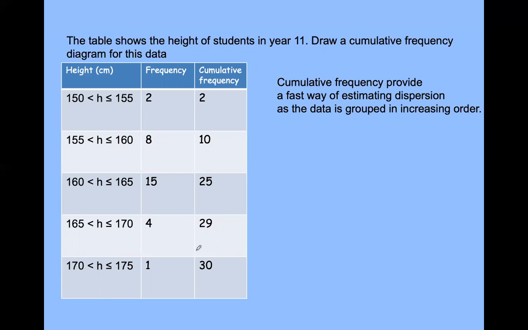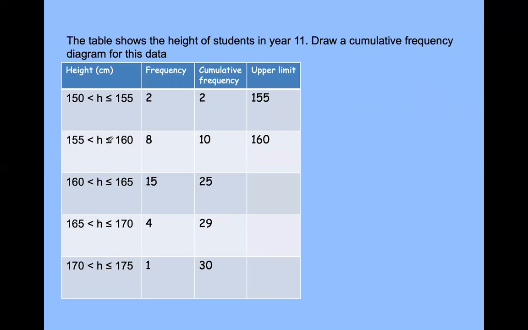And these are the answers. So 2 plus 8 is 10, and then 10 plus 15 is 25, 25 plus 4 is 29, or 2 plus 8 plus 15 plus 4 is 29, and the last value is going to be 30. So we have one more column. Okay, and the next column is going to be the upper limit, which is actually these ones. I mean, you can underline if you don't want to add another column, but I would advise you to add another column because it's more visual, and especially when you plot the points, it is there. Okay, so these are the upper limits as well.